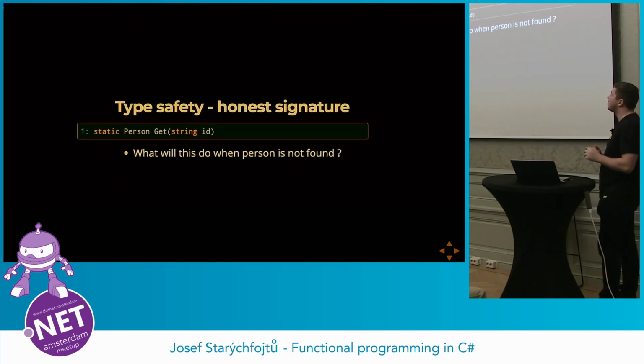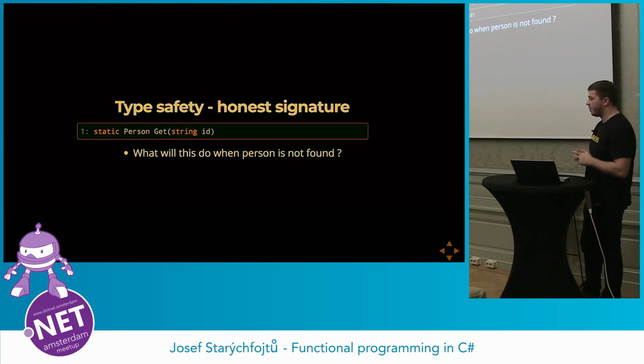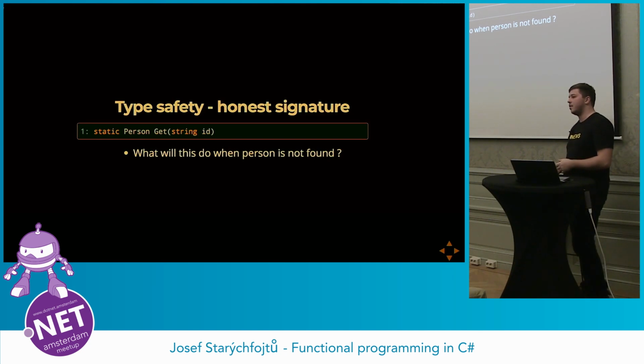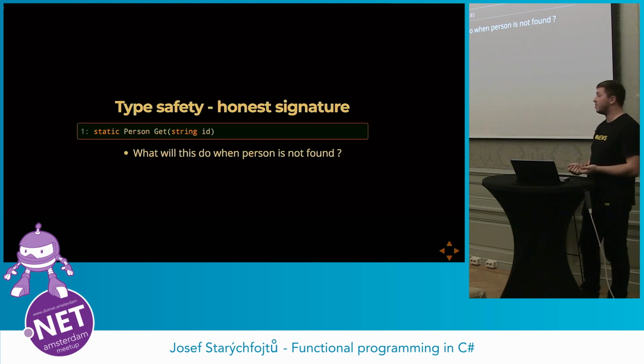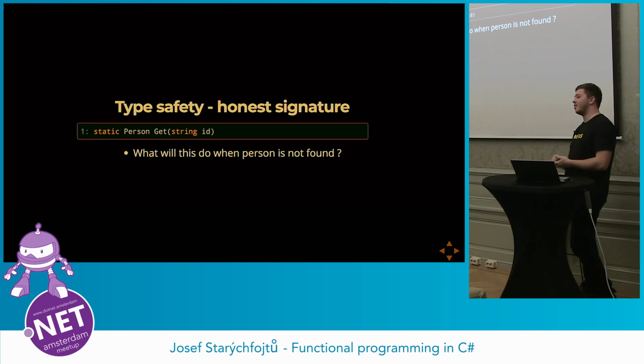Another thing is that the function has an honest signature. That's the no surprises part. Because for this, it gets a person from a database by ID. What does it return when there is no person in the database for that given ID?